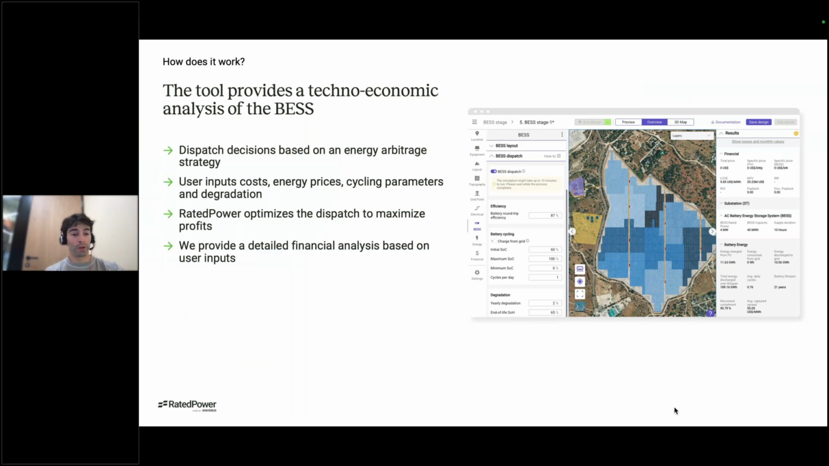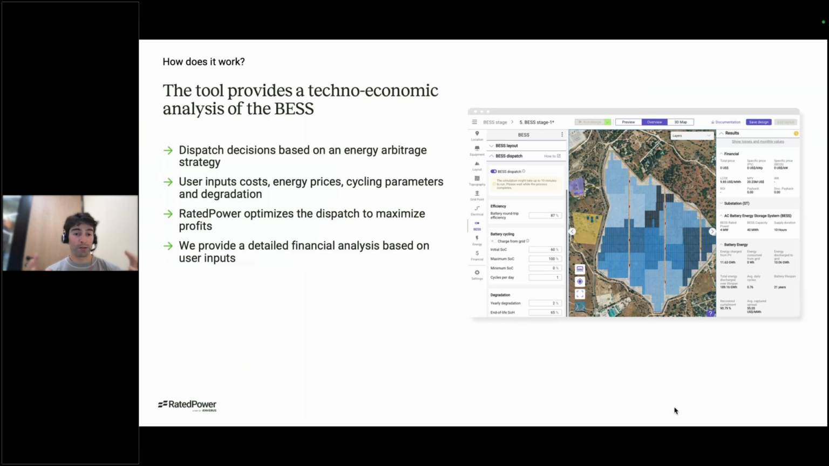We'll do this with the user inputs of the cost of the system, so again CapEx and OpEx, and the energy prices on an hourly basis. Then the cycling parameters of the battery, like the number of cycles per day, the efficiency, the state of charge, and so on. And last, the degradation of the batteries. We will take all these inputs, all this information, and optimize to obtain the maximum profit.